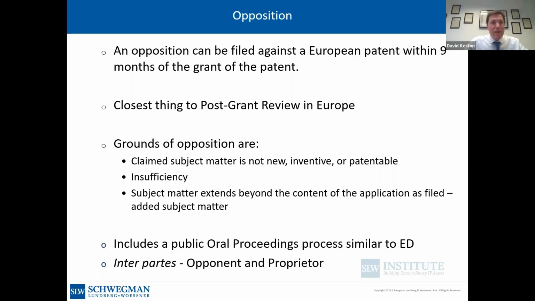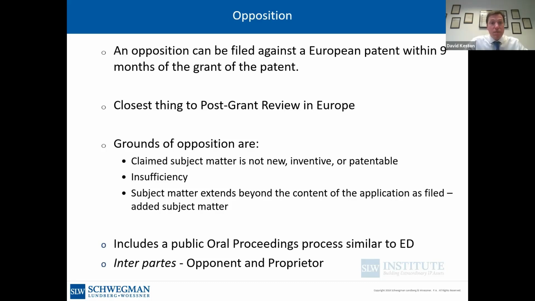Opposition, I mentioned. Even after grant, it is possible within a certain set period of 9 months from the grant of the patent to seek the revocation of any European patent. And as far as I'm concerned, that's the closest thing to a post-grant review that you'd have in Europe. We have specific grounds of opposition. They're more limited than they might be in the States. You can oppose on the grounds that the claimed subject matter is not new, inventive, or patentable, that it's insufficient, or indeed that the subject matter extends beyond the content of the application as filed. We call that added subject matter.